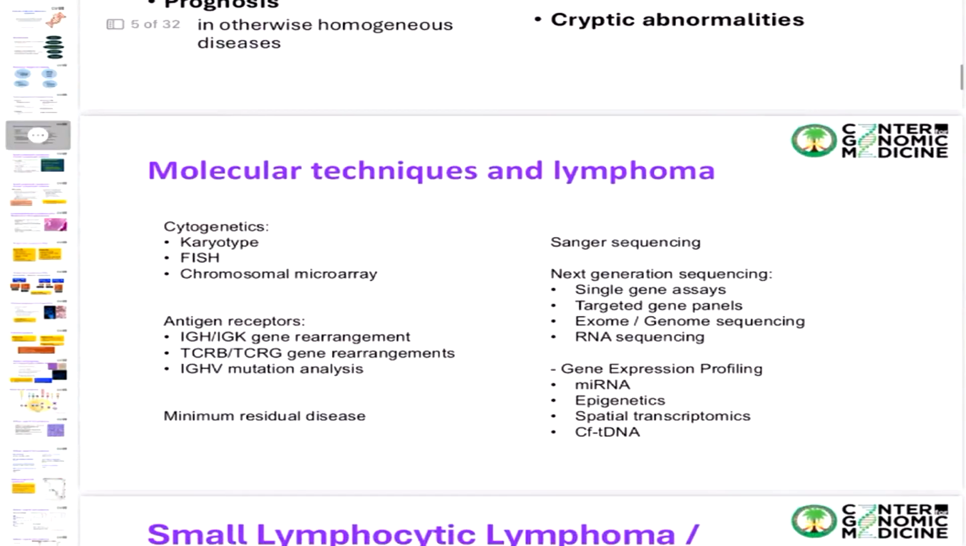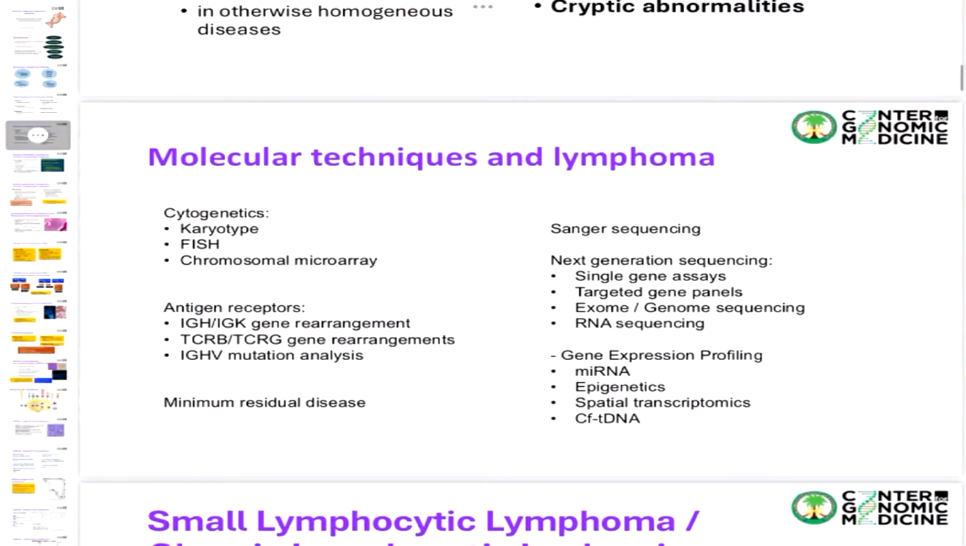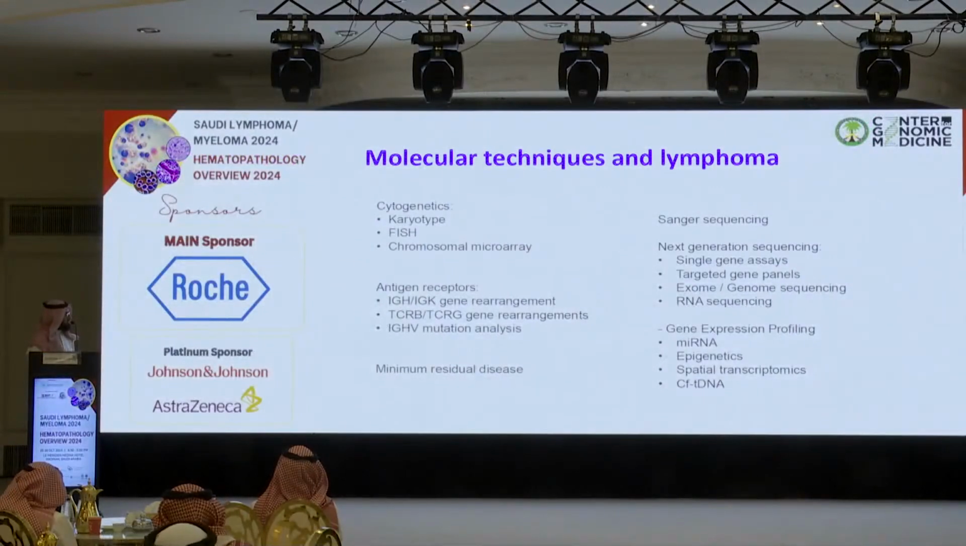Now, I decided to make this talk more about pathology rather than technical. So I will not go deep into the technology, how we do FISH or karyotype or chromosomal microarray, but this is the list of the molecular techniques that are available in my lab. We can do all of these tests. We can do IGH rearrangement. We can do IGHV mutational analysis. We can do minimal residual disease testing, next generation sequencing with different targeted panels. We can do gene expression profiling. We can do epigenetics testing or cell-free tumor DNA. All of these are methods used in the lab to answer questions related to DNA or RNA abnormalities within the world of lymphoma.